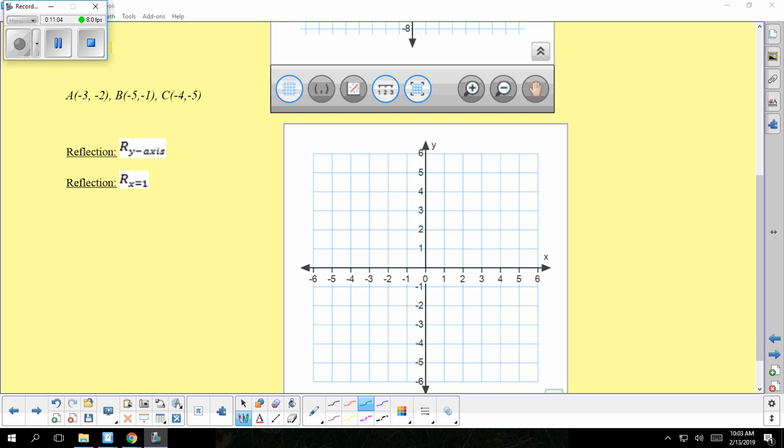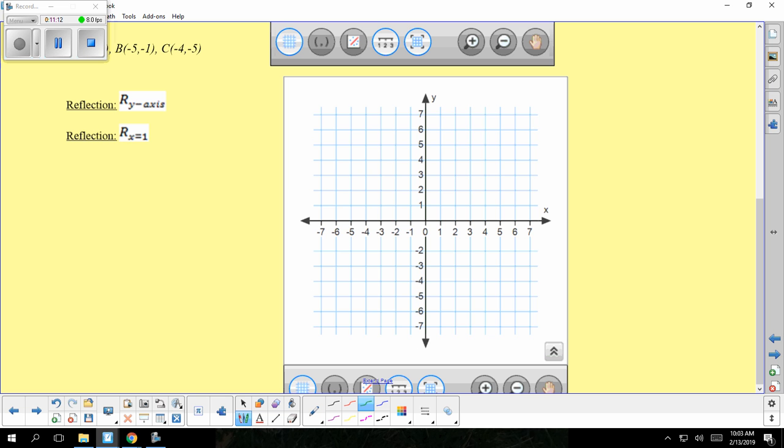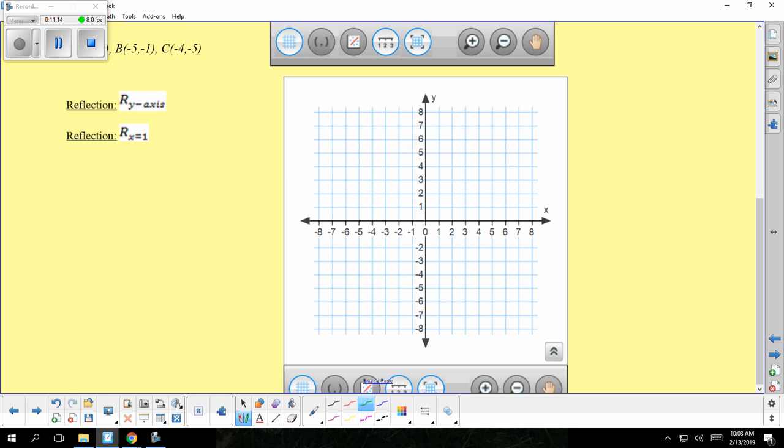All right, so the second example here, I'm going to make my graph a little bit bigger so I don't go off the edge. Let's go ahead and graph this again. And my original one in black, (-3, -2). There's A. B, (-5, -1). There's B. And C, (-4, -5). There's C.